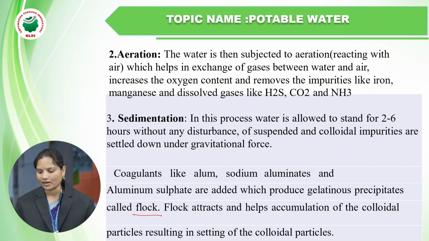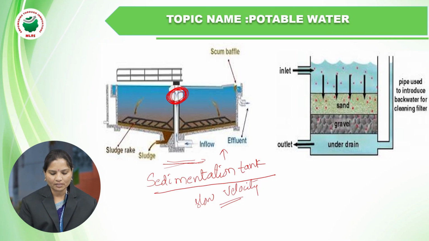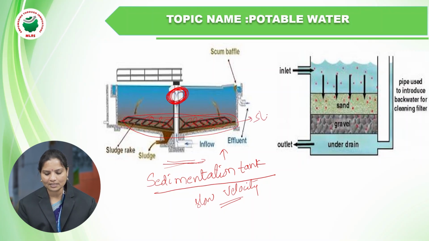So this white precipitation, these colloidal particles, is nothing but sludge particles or precipitate. These types of particles are eliminated by the sedimentation process. So here it is, the sedimentation process.